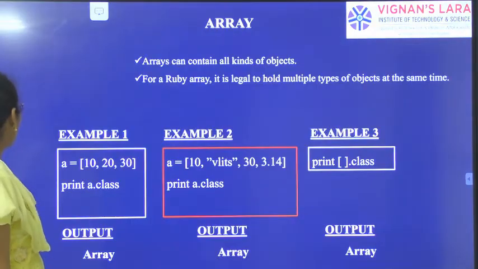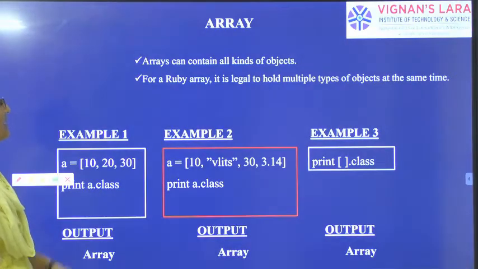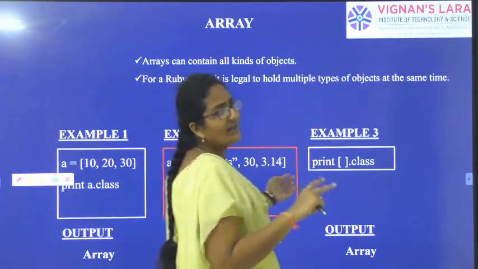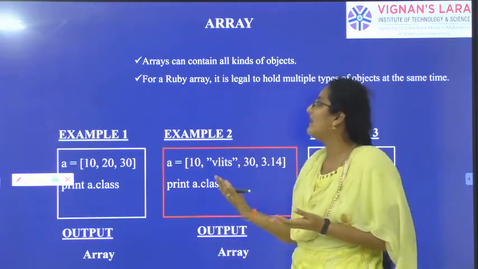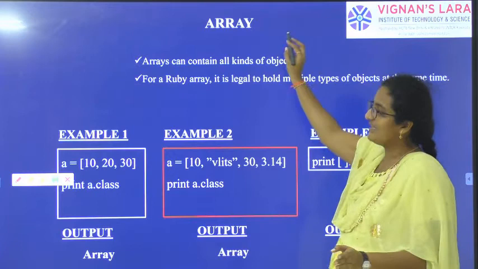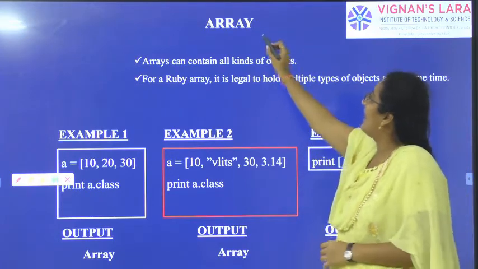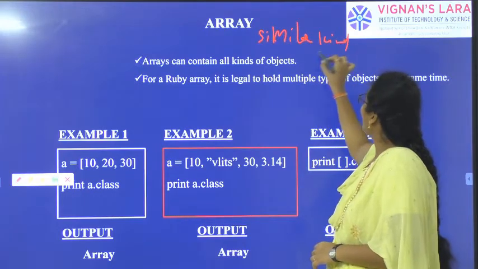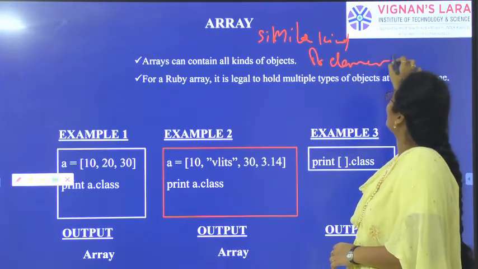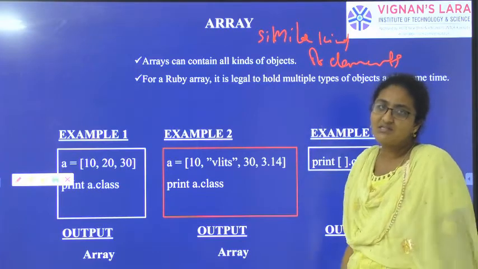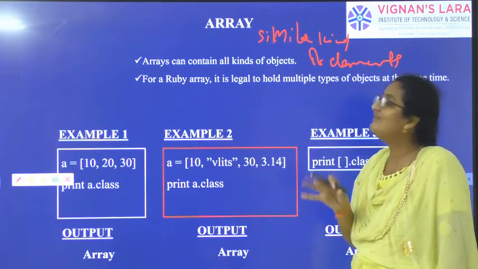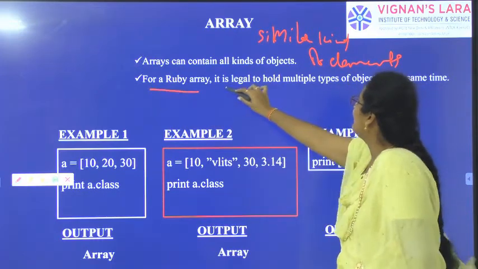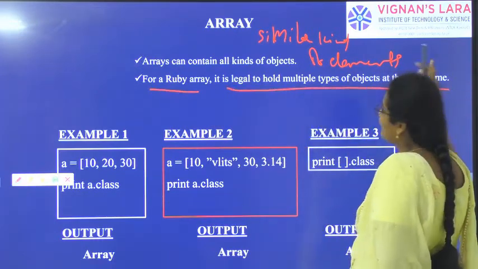So the next one, array. Array data type. As I told you many times, an array can be a data type. In any programming language, an array is nothing but something which will contain some similar kind of objects. An array will contain similar kind of elements. Simple. In any programming language, an array will contain some objects, some elements, similar kind of elements. For a Ruby array, it is legal to hold multiple types of objects at the same time.